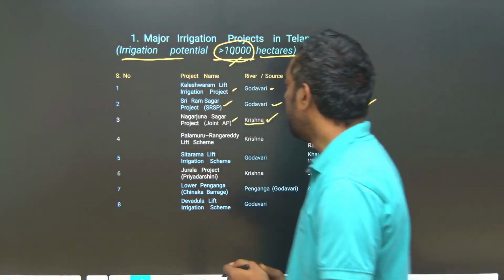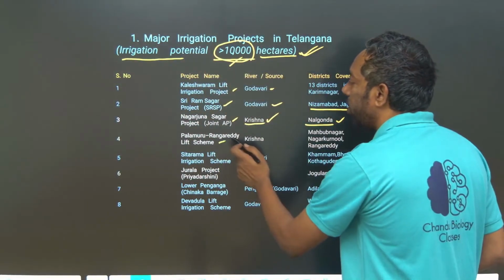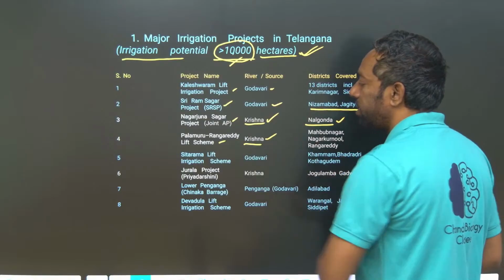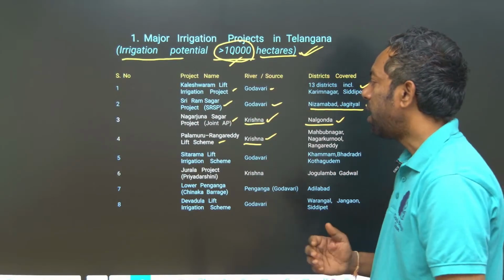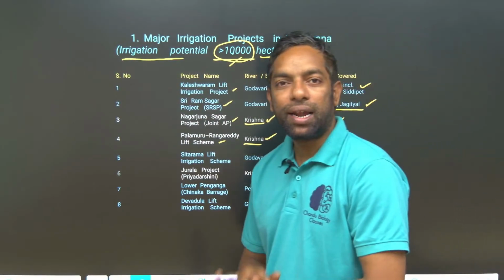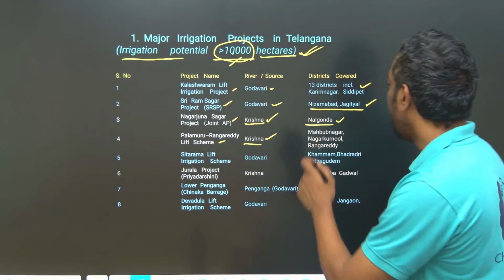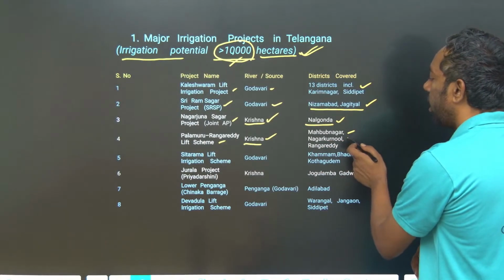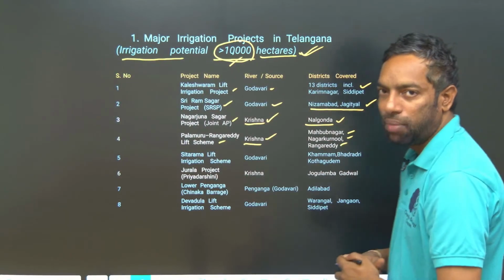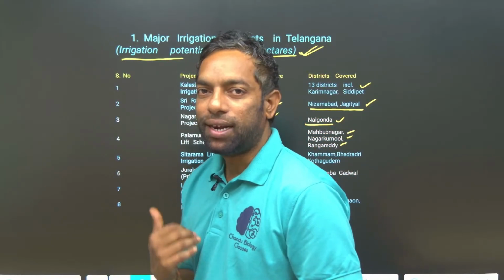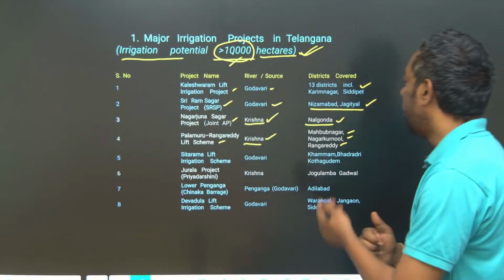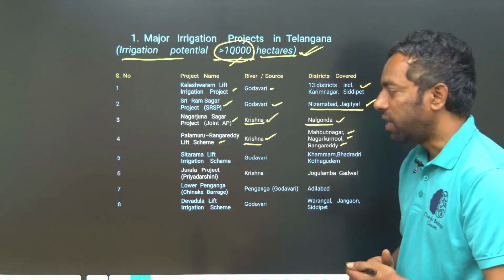Next, the Palamuru Rangareddy lift irrigation project, on the Krishna river. The project is located in Mahabubnagar, Nagarkurnool and Rangareddy.